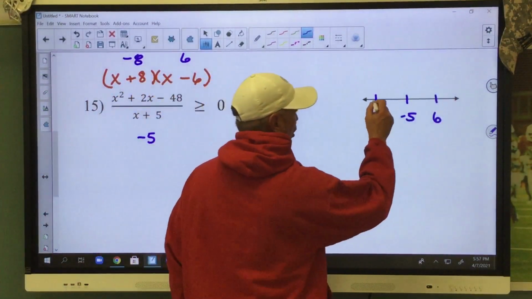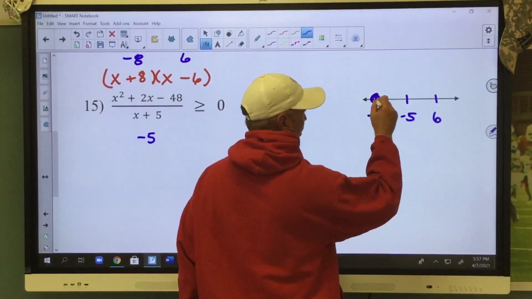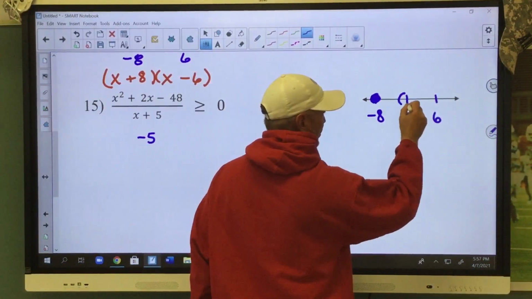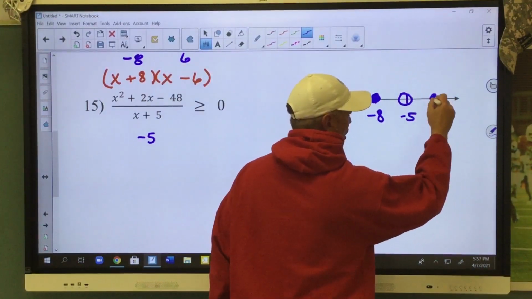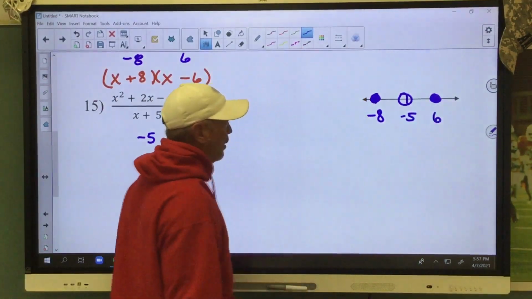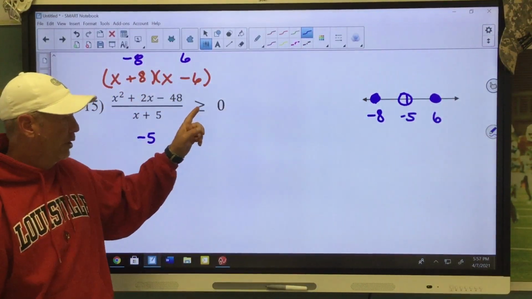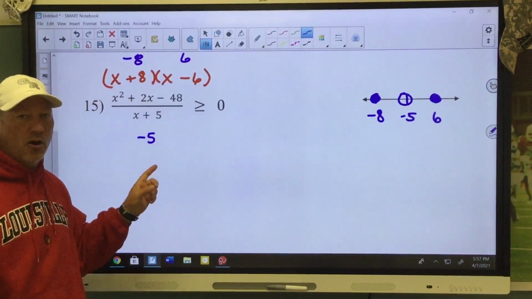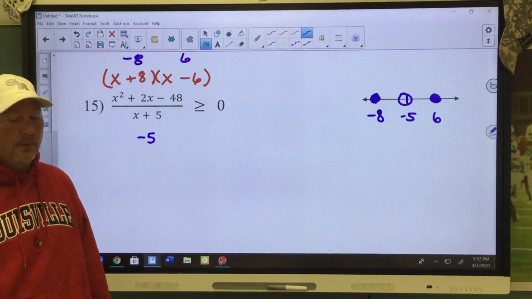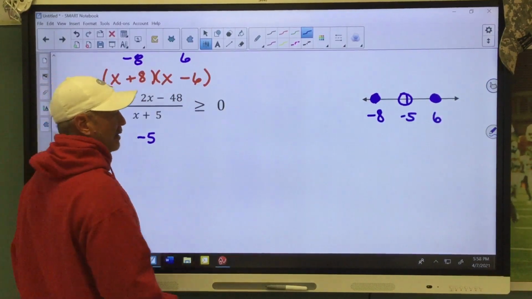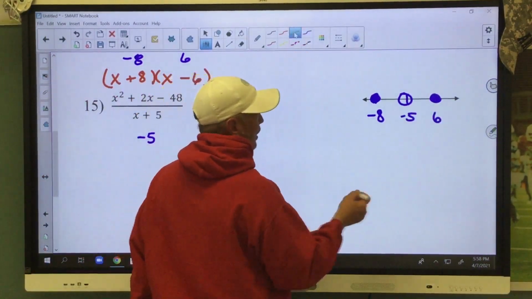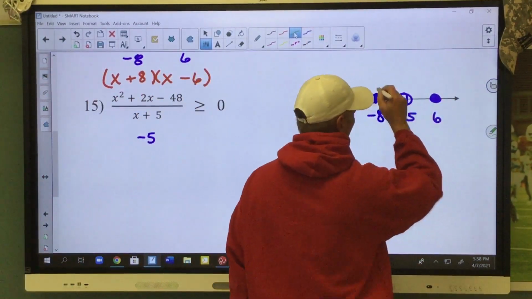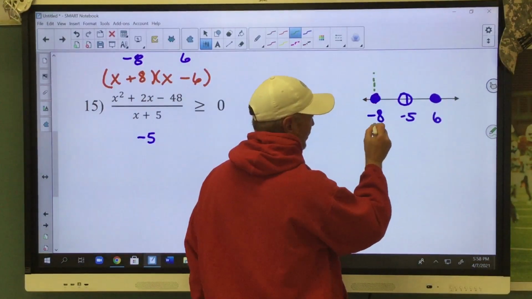So, closed circle, open circle, closed circle. Because the bar underneath, we're going to use closed circles except for anything that comes from the denominator. It always gets an open circle. Okay? We're going to pick the number 0. The number 0 is in this zone. Let's go ahead and make our zones if that helps you.